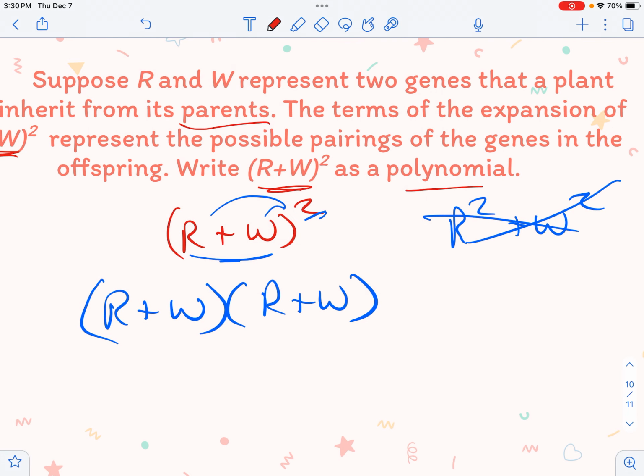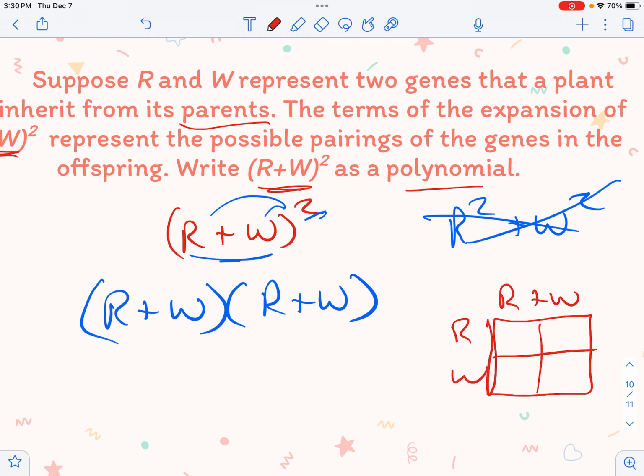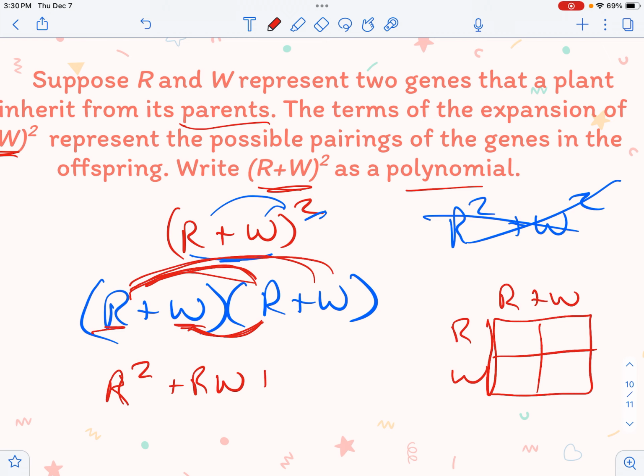Once again, if you want to do box method, r plus w and r plus w like that. I'm just going to use distributive property twice here, or some people call it FOIL. R times r, right there is r squared, and then r times w is plus rw. Okay, then I go to this w. After I'm done with the r, I multiply w by both terms. W times r is rw, I'll put it in alphabetical order, r would come first, so that's why it's rw, not wr. And then w times w is w squared.